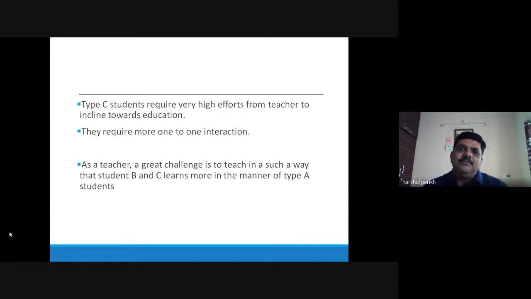And when we are a true teacher, when we take the students of B and C towards the level of student A, when level B and level C students learn in the manner of a student, it is a great challenge. And if we do that, we are the real teachers.